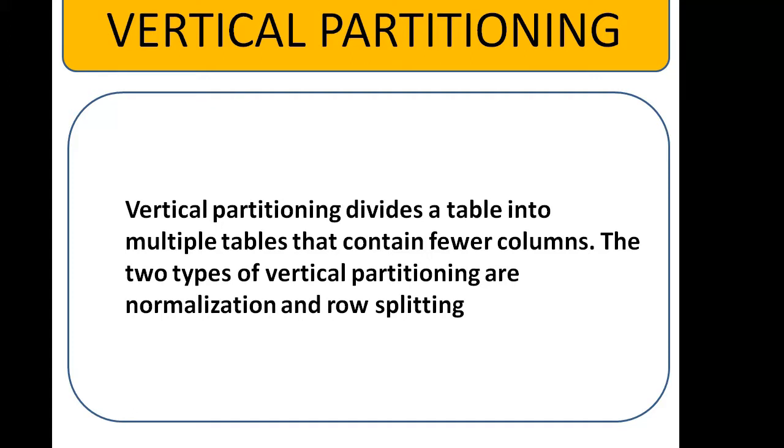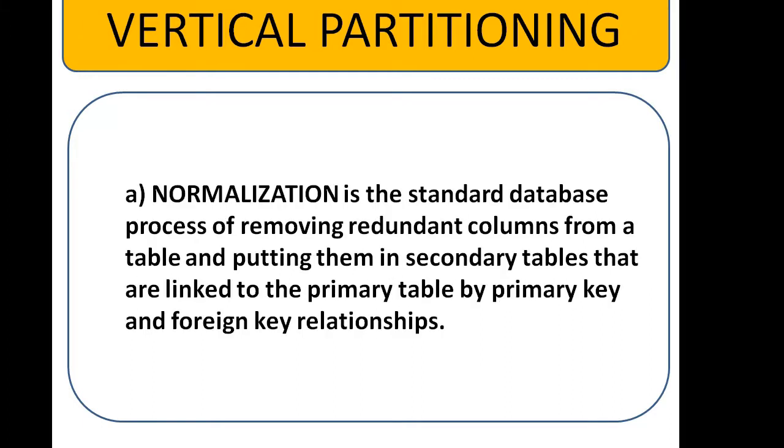The two types of vertical partitioning are normalization and row splitting. Normalization is a standard database process of removing redundant columns from a table and putting them in secondary tables that are linked to the primary table by primary key and foreign key relationships.